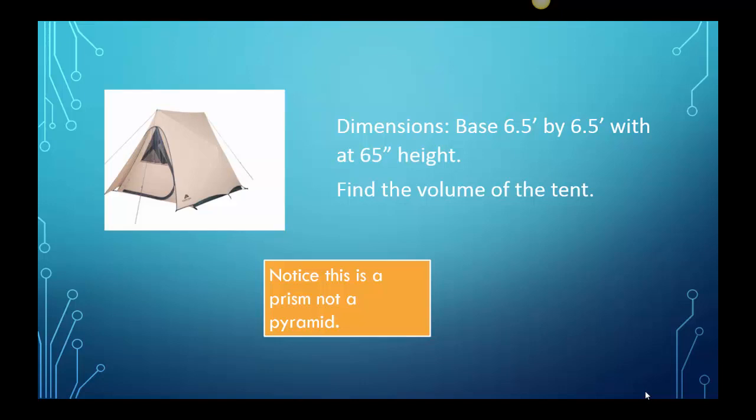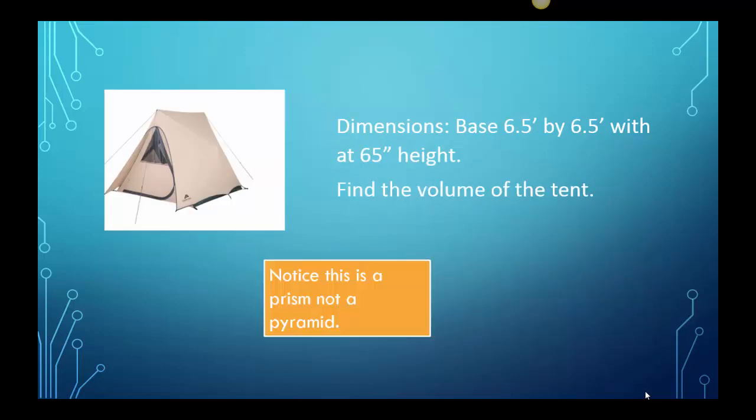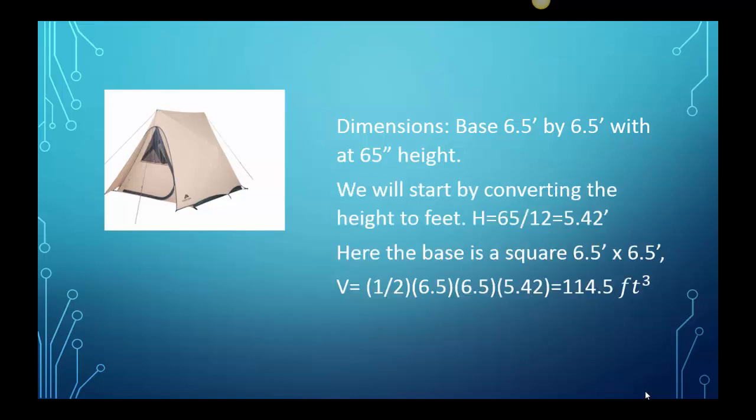Let's try that again. This time I just wanted to show you two things that are related. In this first one, the dimensions of the base are 6.5 feet by 6.5 feet with a height of 65 inches, and I want to find the volume. The first thing I'm pointing out is this is a prism, not a pyramid. It's going up, and there's a line where it's the same. It's not going to a point.